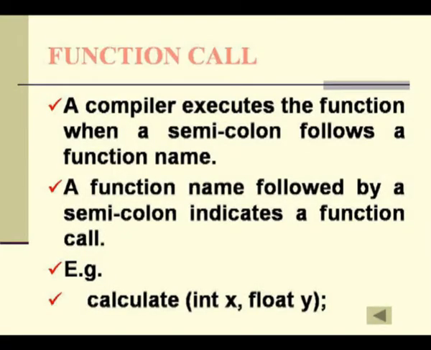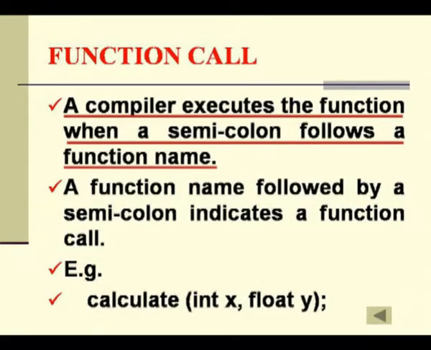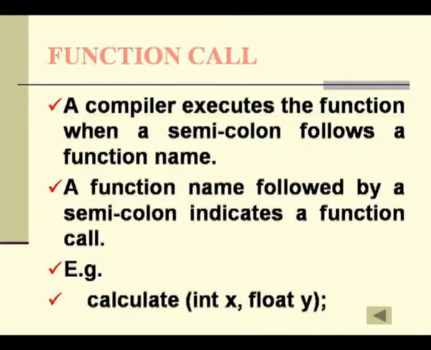Next, a function call. I had already mentioned what is a function call. It has to be done within the main function, and every time you call the function, the set of statements in that particular function will be executed. So, how does the compiler execute? It executes a function when a semicolon follows a function name. So, from this we see that every function call also is to be terminated by a semicolon.